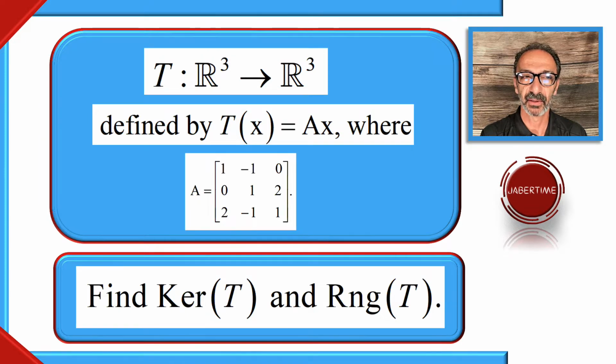Here's another example about the kernel and the range of T transformation. The transformation is going from R to the third to R to the third, and the matrix of transformation A is a 3 by 3. Find the kernel and the range. There's more into it, so let's get started.